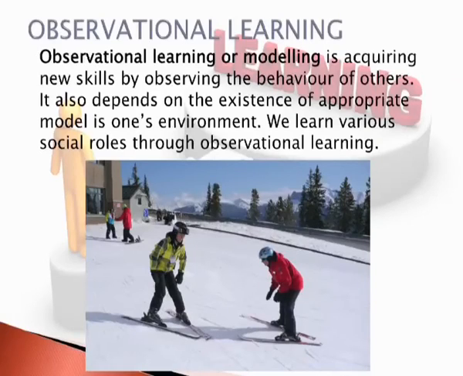Observational learning. You must have noticed that people learn by observing others. Observational learning or modeling is acquiring new skills by observing the behavior of others. It also depends on the existence of an appropriate model in one's environment. We learn various social roles through observational learning. For example, young people learn aggression by watching the actions of others, models.